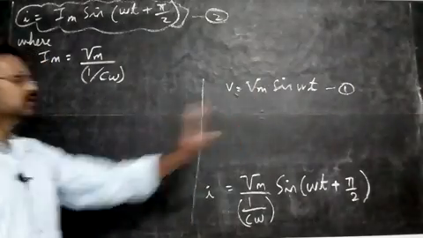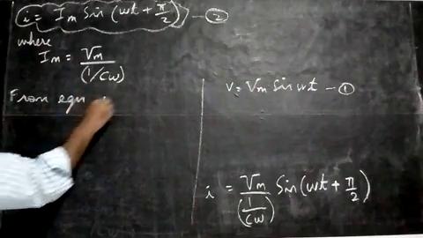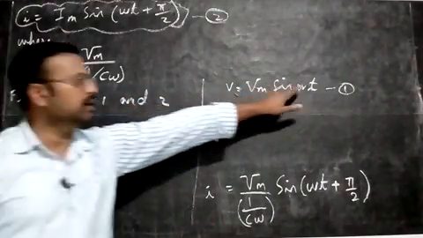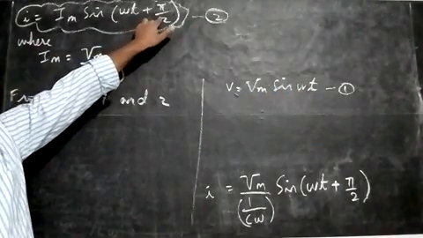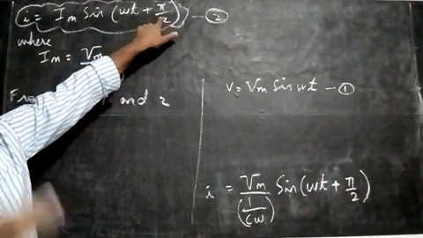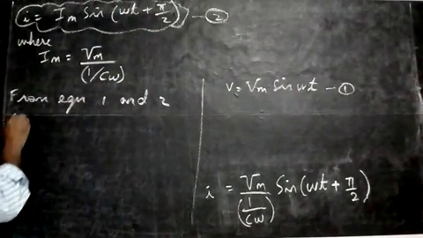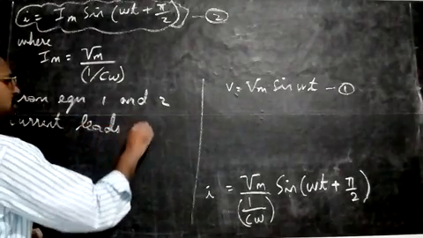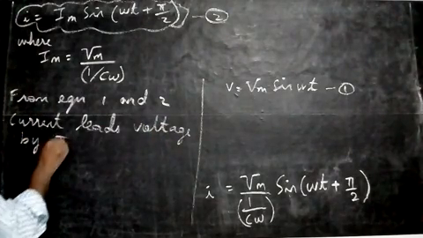So we can see from equations 1 and 2 that in equation 1 we have sine omega t, this is the angle here, but here it is omega t plus pi by 2. So we can say the current leads the voltage by pi by 2. Current is more by pi by 2, it starts before itself. So we can say that current leads voltage by pi by 2, that is by 90 degrees.